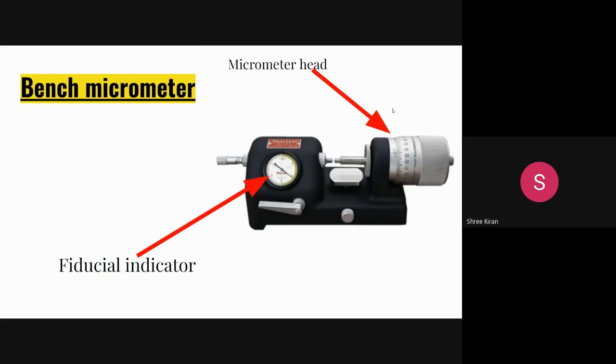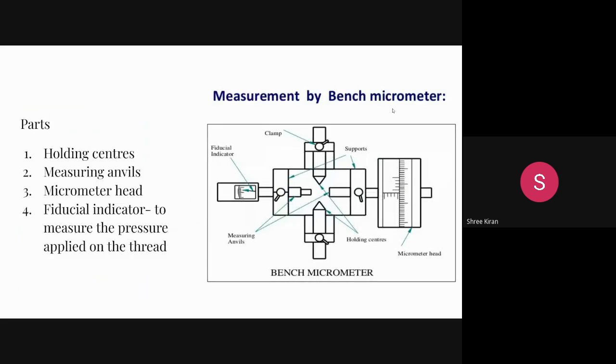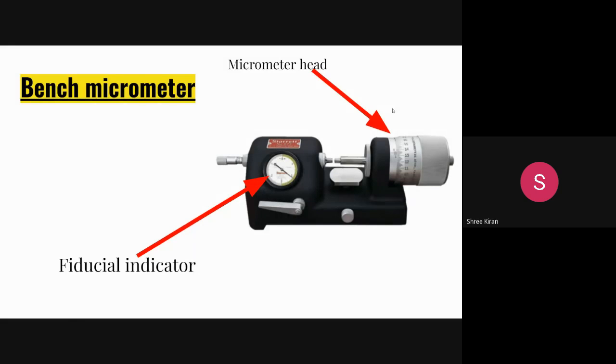Then this is a bench micrometer. Here we have a micrometer head and a field indicator. Here we have two scales, and we measure when they coincide. So what is the main purpose of a bench micrometer? Can anyone of you say?